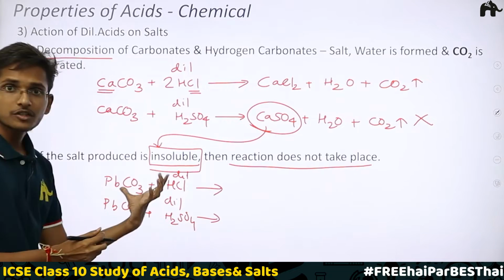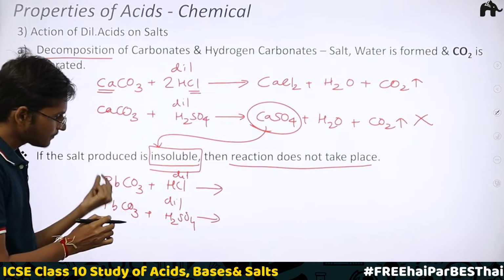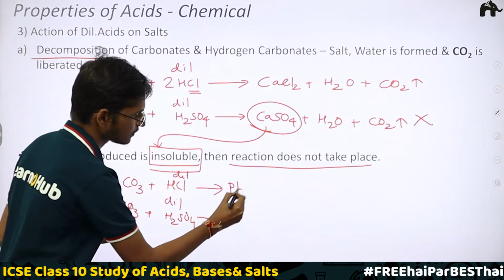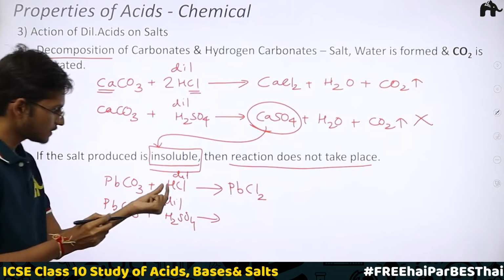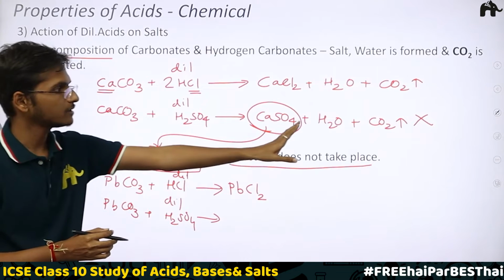It would form the salts. First, let's write the salts itself. So salts would be lead chloride. Now here this hydrogen and CO3, hydrogen, carbon and oxygen would be involved in forming water and carbon dioxide.